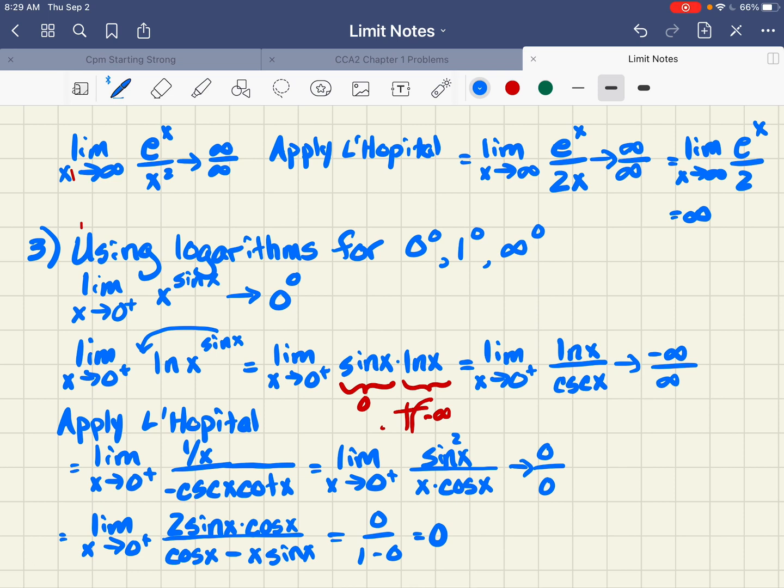What we just did is found that the natural log of this expression approaches 0. So how do we undo a natural log? By doing e to a power. So the limit as x approaches 0 on the right of x to the sine x is e to this answer, which is just e to the 0, which is 1.